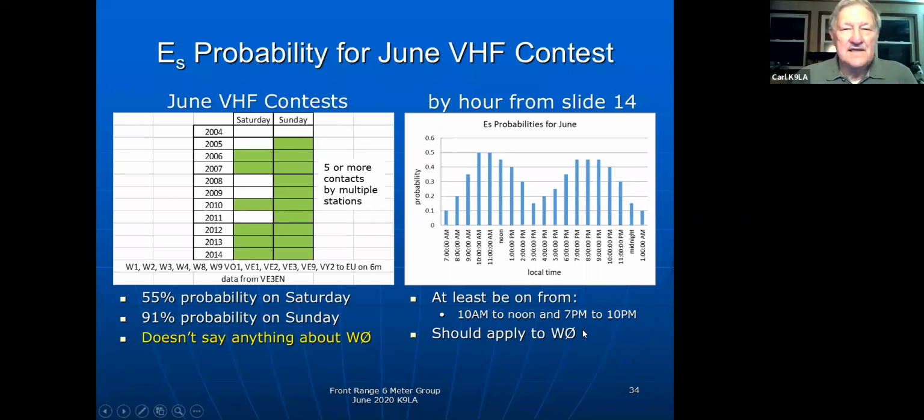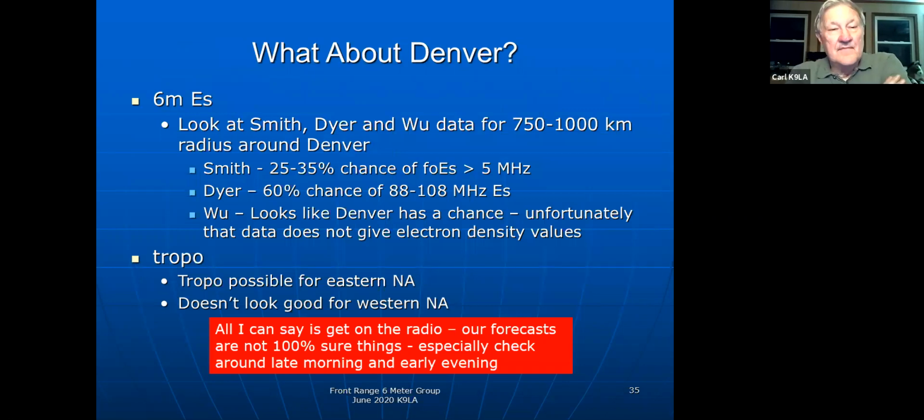Last slide. Okay, what about Denver? Well, I looked at those studies that we went over, and I looked at their data from about 750 to 1,000 kilometer radius around Denver, because that's where the sporadic E would have to be for something to happen. Smith's data says there's a 20 to 25 to 35% chance that the critical frequency of the sporadic E layer is above 5 megahertz.